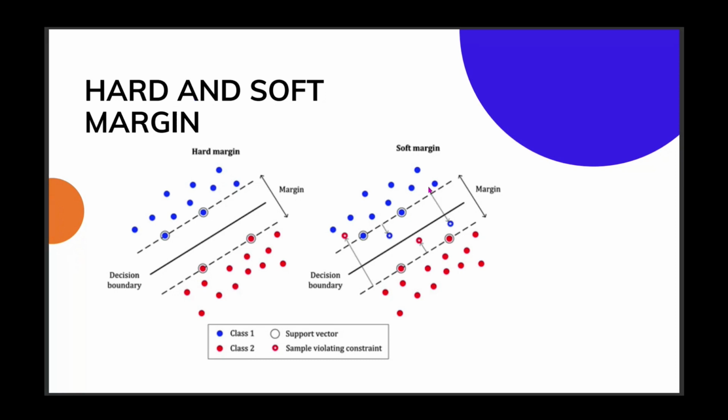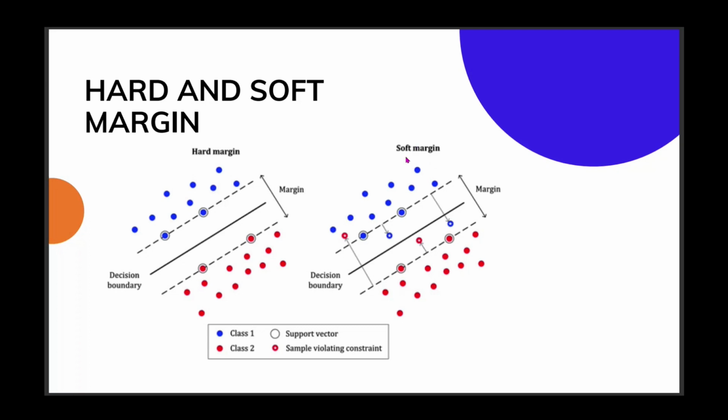But now in the soft margin case, you can see that there are some points that are wrongly classified here. Even though they are in the training examples, they are being wrongly classified. Like this one is in this area, but it is classified as red. So that is why it is wrong. But even though it is wrong, it is being taken into account. So this is the soft margin SVM case.